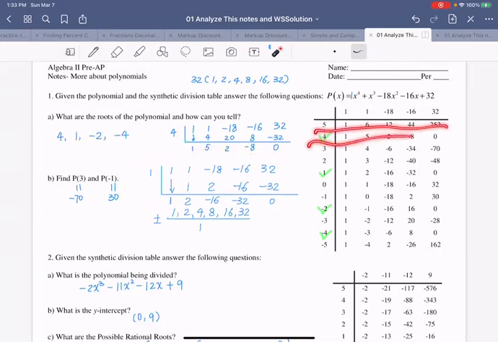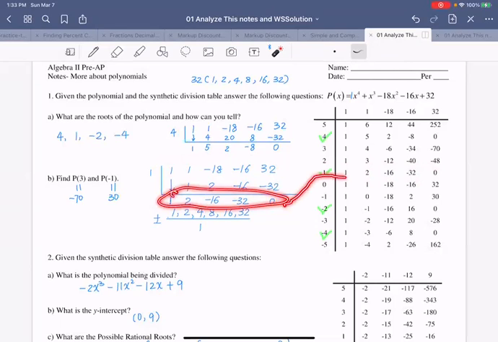This synthetic table gives you the result already. They already put the answers over here, so you don't need to do this by yourself again. I just showed you how this comes from, which is shown in this row.